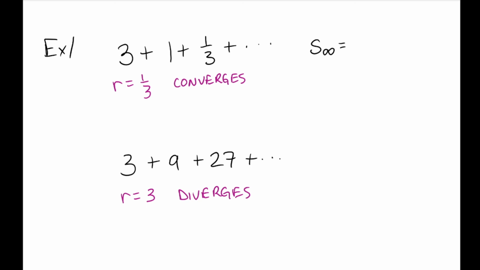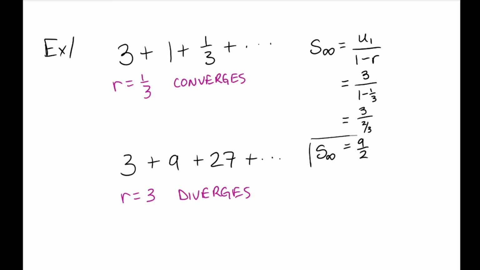So the infinite sum is u1 over 1 minus r. My first term is 3. My common ratio is 1/3, so I can pop that stuff in. So I end up with 3 divided by 2/3, which is 9 over 2. And so that would be the limiting sum of that series. It's going to eventually converge towards 9 over 2, or approximately 4 and a half. And that can be expressed as the limiting sum of that series. Whereas the second series doesn't have any sum, it diverges. It's just going to keep getting bigger and bigger and bigger.